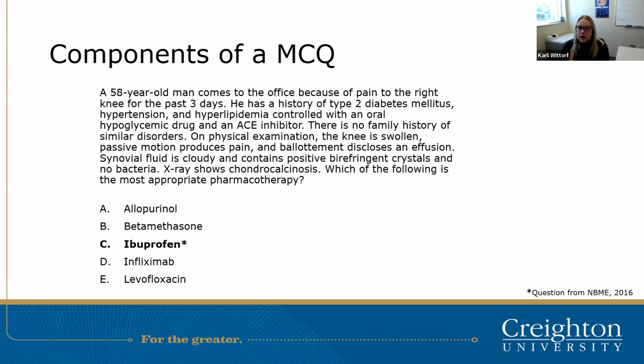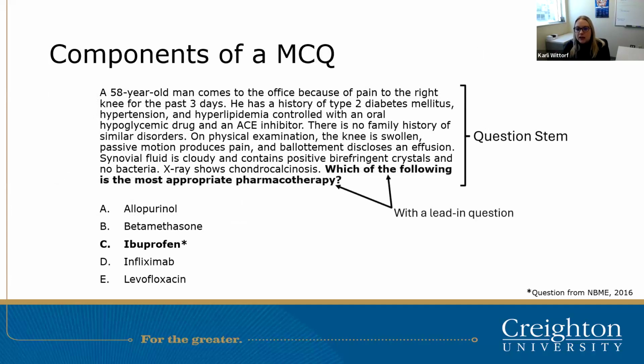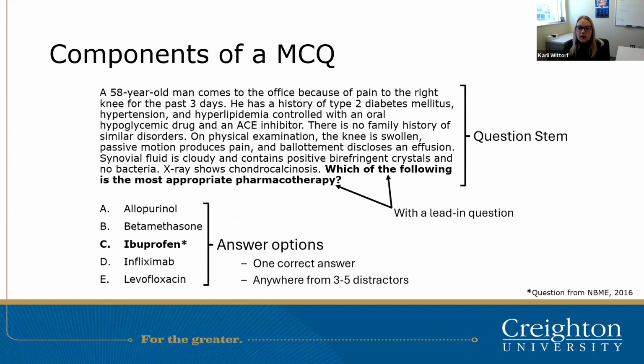So what are the main components of a multiple choice question? You first, of course, have the question stem, which usually includes a lead-in question. In this case, it has a nice long clinical vignette or relevant background history you can have in the question stem. In some cases you might just have the lead-in question by itself. You don't always necessarily need the background information. The second part is, of course, your answer options, where you have one correct answer followed with anywhere from 3 to 5 distractors, so options that are not the best answer.